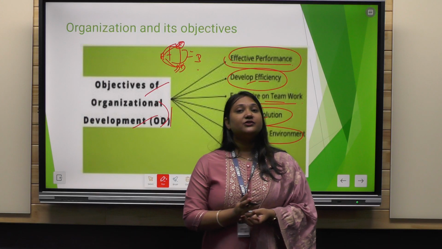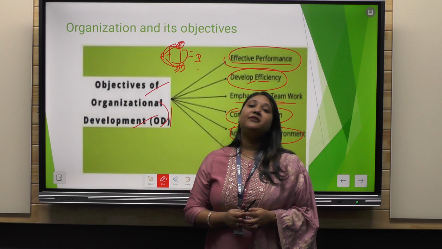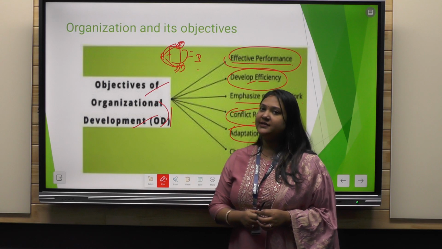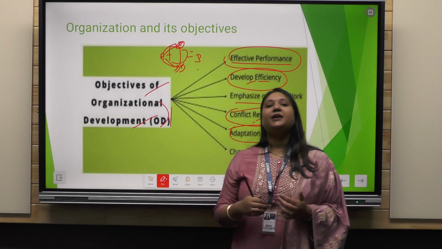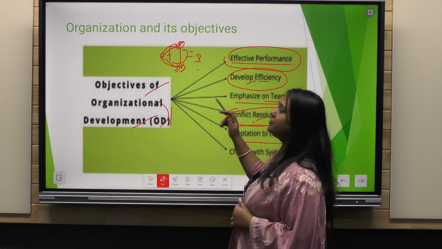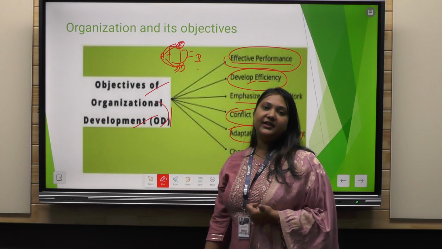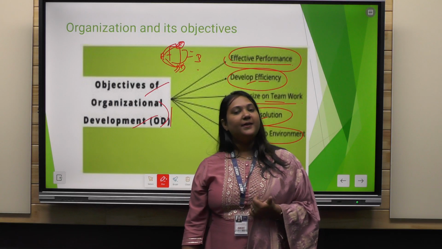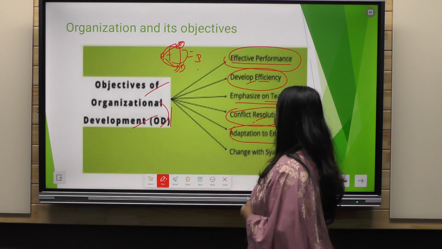So if the structure is good, the employee will adapt to the environment very easily. If the structure is complex, then the employee will not easily adapt to that particular structure. So the organization's objective is that the goal should be achieved very easily and in a planned time. So for that we have to make a good structure.